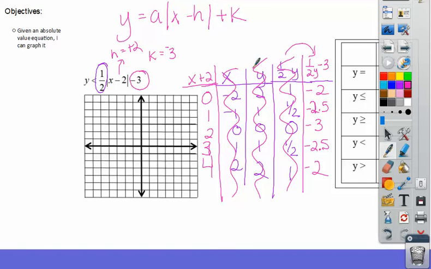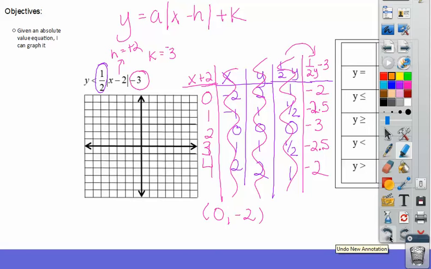The whole point of this is now I have 5 points I can graph. Okay, the first one, and I'm going to take this off. If I look at that, the first one is the point (0, -2). That comes from this 0 and that negative 2.